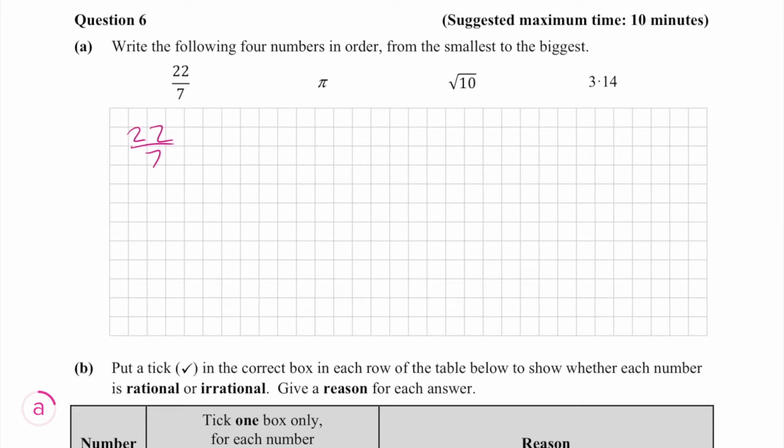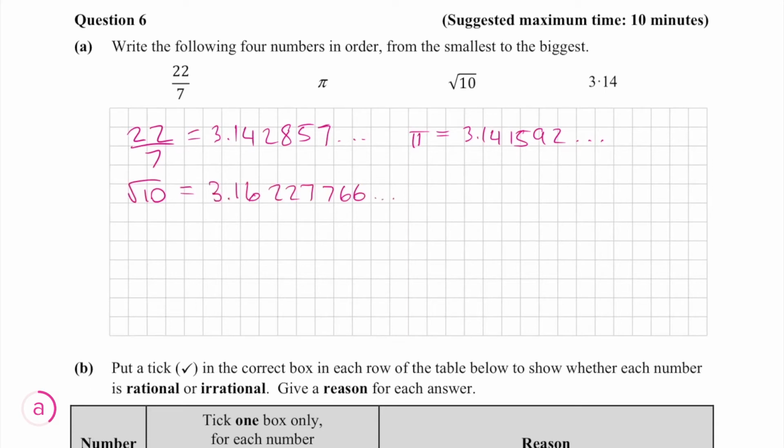When we put 22/7 into our calculator and press the ENG button, we find that these are the first few digits of the number as a decimal. We do the same for pi and we get this. And finally, √10 is equal to this number. So here's our 4 numbers as decimals. And from here it's obvious that 3.14 is the smallest number.